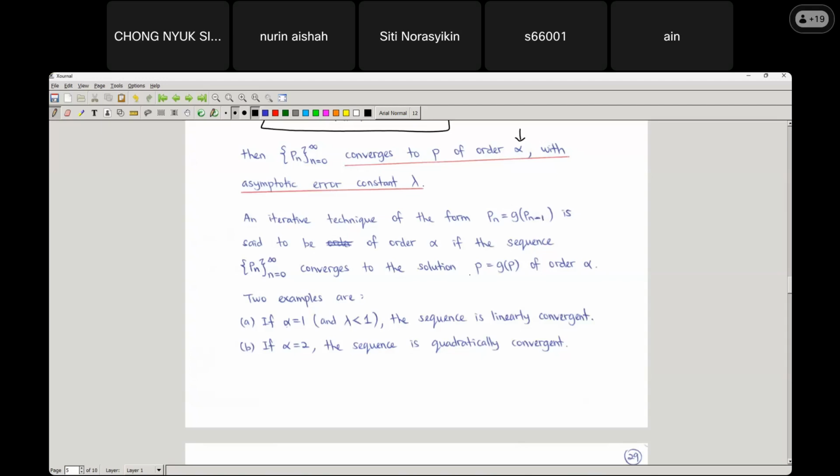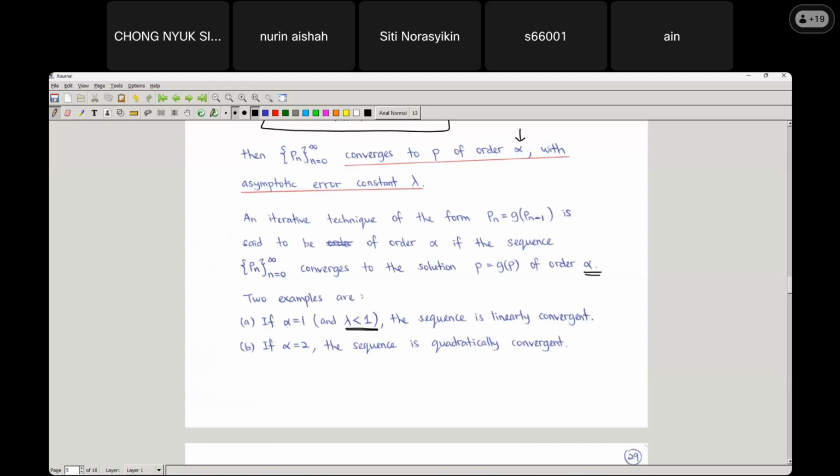So now there are two examples here. If your alpha is equal to 1 and your lambda is less than 1, the sequence is linearly convergent. Now, if your alpha is equal to 2, then we say that the sequence is quadratically convergent. So it really depends on your alpha: if alpha is equal to 1, that is linear convergence, provided that your lambda is less than 1. And if your alpha is equal to 2, then we say that the sequence is quadratically convergent.